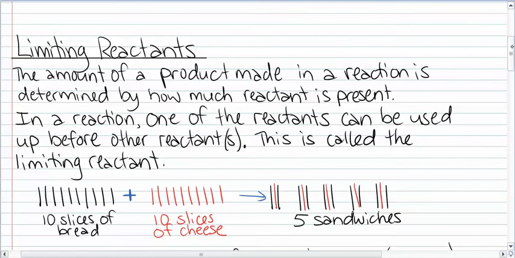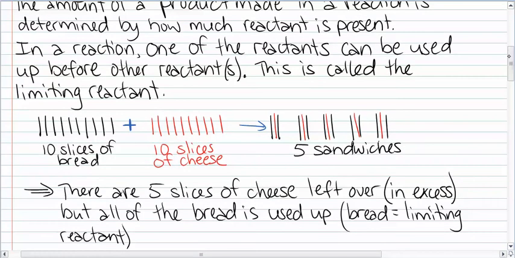If we're making cheese sandwiches and each sandwich has 1 slice of cheese and 2 slices of bread, we start with 10 slices of bread and 10 slices of cheese, we can only make 5 sandwiches before we run out of bread. So with 10 slices of bread and 10 slices of cheese, we can make 5 sandwiches. There are 5 slices of cheese left over. So this would be our reactant in excess, the one we have extra of. But all of the bread is used up, so bread is our limiting reactant.